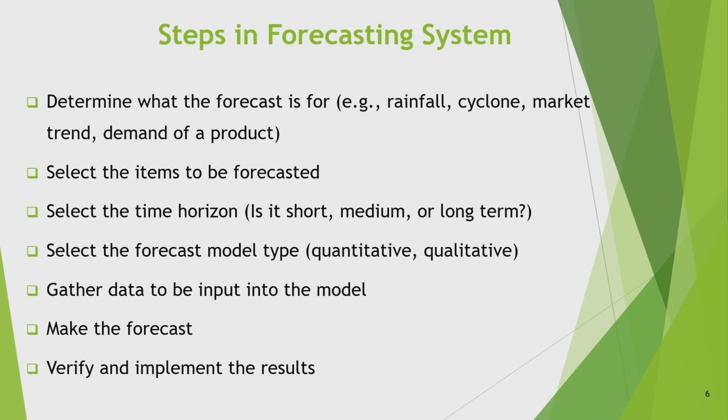Then steps in forecasting system. So, determine first what the forecast is for, what you want to forecast. You want to forecast rainfall, you want to forecast a cyclone coming maybe next month, you want to forecast market trend, you want to forecast demand of a product. Then select the items to be forecasted, which items you want to forecast, like maybe sale of scooter. Okay, so you have to focus on scooter sale. Select the time horizon. Is it short, medium or long term?